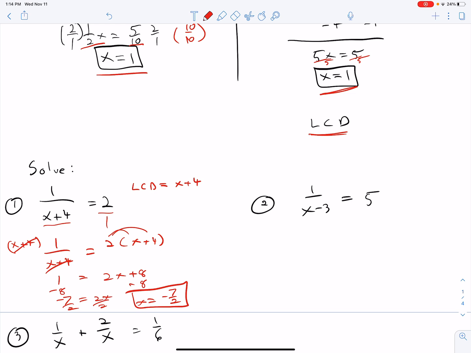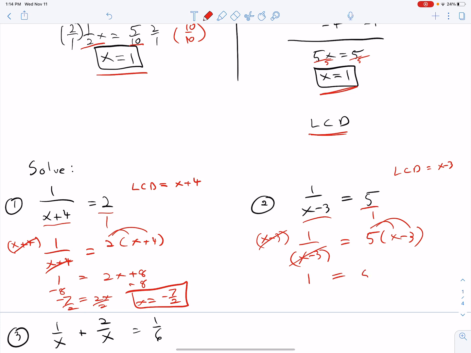Example number 2. When we take a look at this one, we want to find our least common denominator again. We have x minus 3 on one side and 1 on the other. So our least common denominator is going to be x minus 3. If we multiply both sides by x minus 3, 5 times x minus 3, those are going to cancel out, leaving us with 1 on the one side. We need to distribute our 5, so that's 5x minus 15.